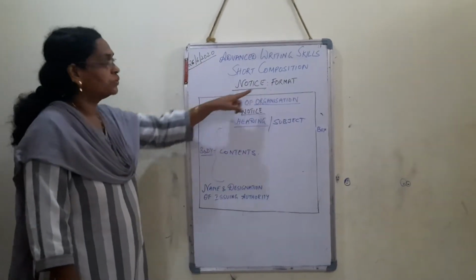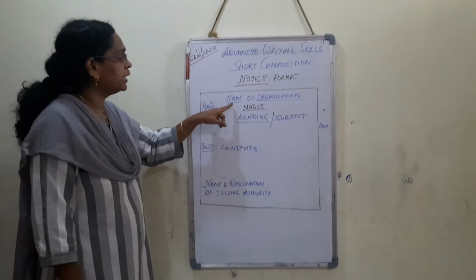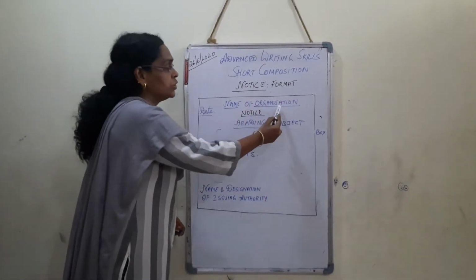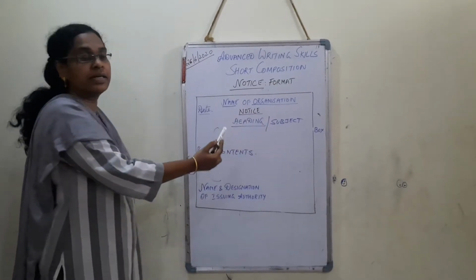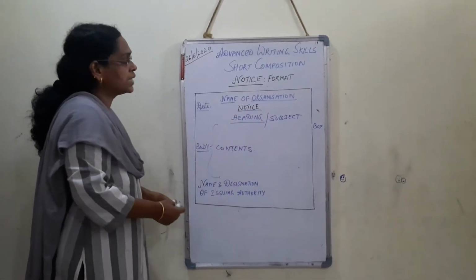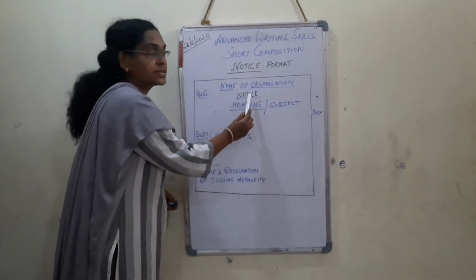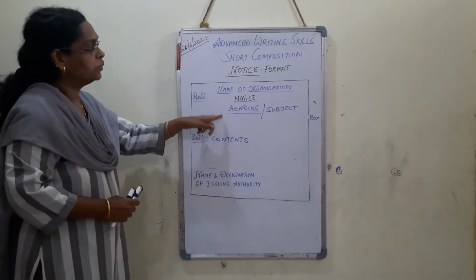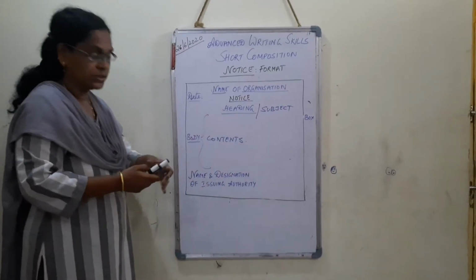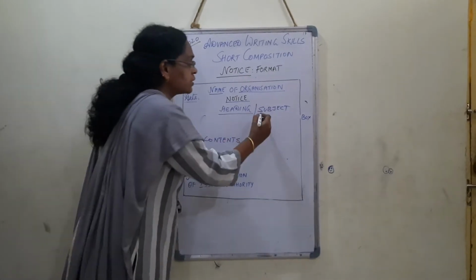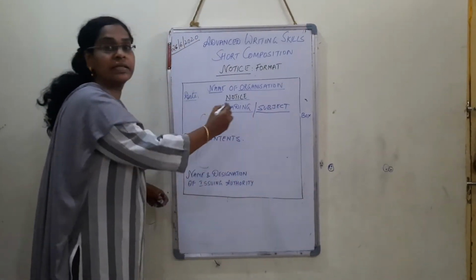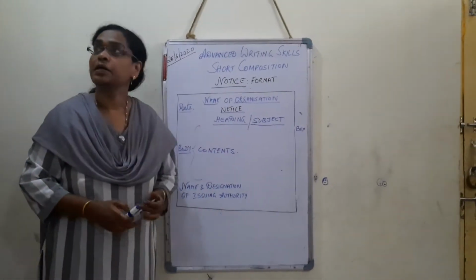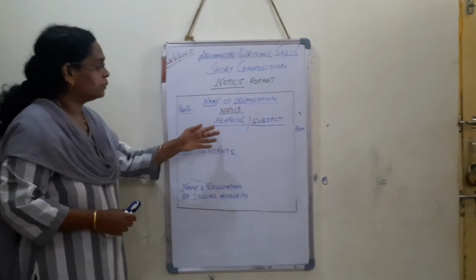Okay, now coming to the format. In the beginning, you need to write the name of the organization, or the issuing authority, or whoever is intending to write the notice. The second one would be the word notice. Immediately after the word notice, you also need to write the subject or the heading. In case it is a CCA competition, you would be mentioning that it is a CCA competition. If it's a blood donation camp, you will be mentioning that it is a blood donation camp, whatever be the topic.